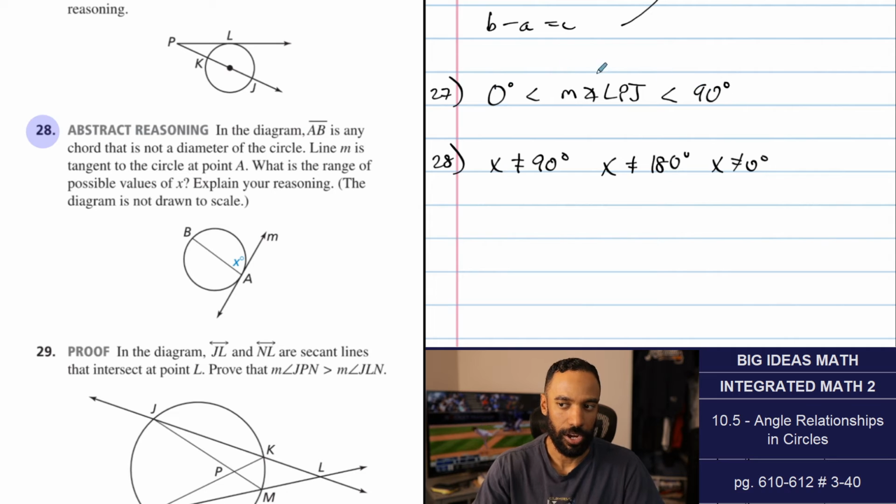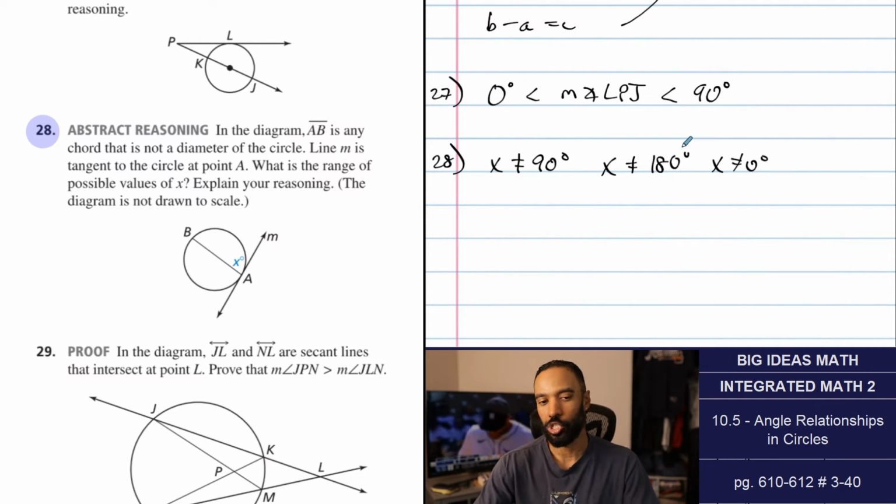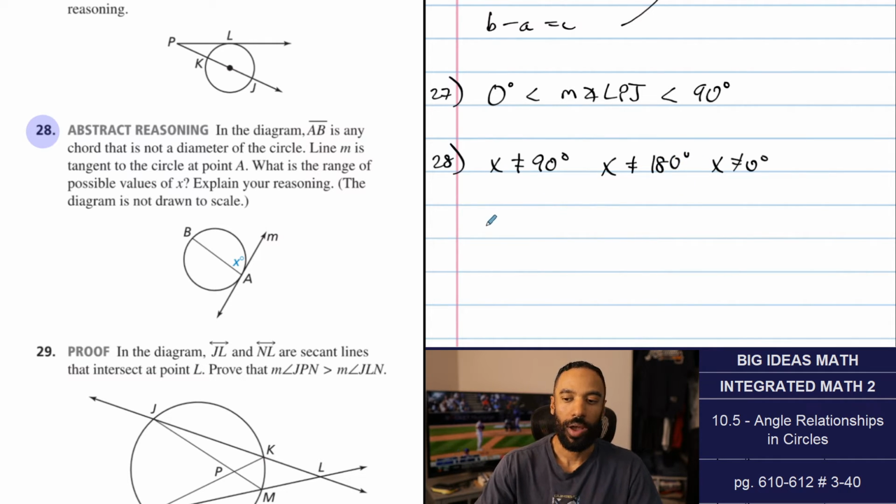I could have said the same thing here. It can't be 90, can't be 0. But I'm really saying it can't be 90. And it can't be a full straight angle because it has to be a chord, not a single point. And it can't be 0 because it has to be an angle measure. So x has to be somewhere between, either between.